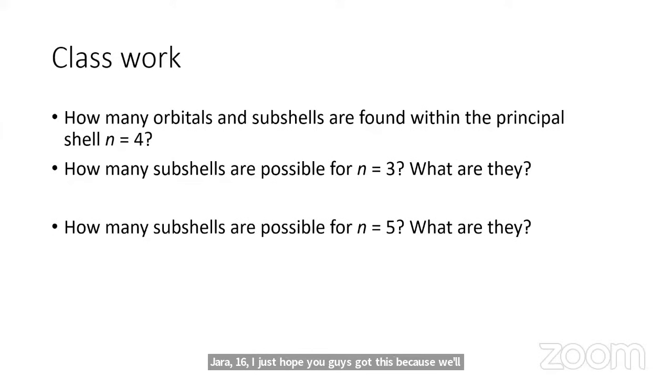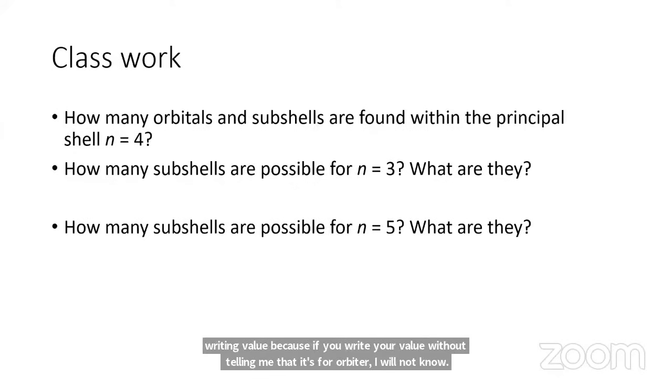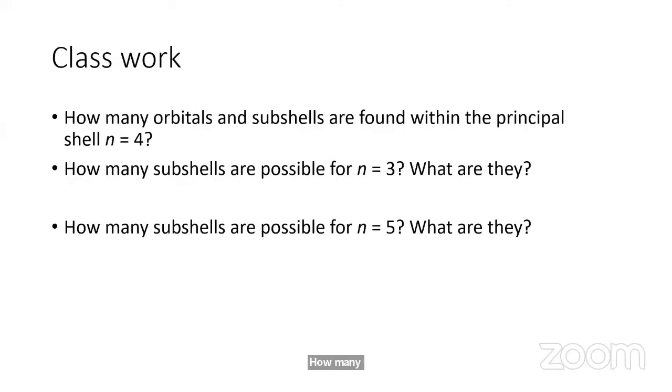Now I have a classwork question here, which please let us quickly answer on the chat. Let's go back to our chart. Put in your answers. How many orbitals and subshells are found within the principal shell n equal to 4? Tell me, do not just write the value, because if you write the value without telling me that it's for orbital, I will not know. How many orbitals for n equal to 4? How many subshells do you have?